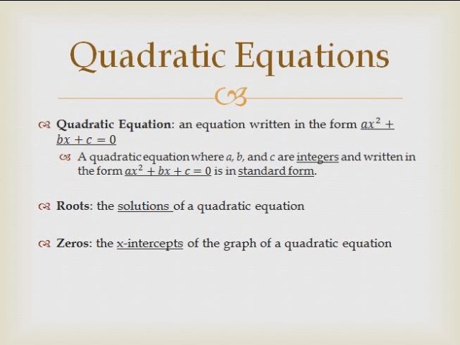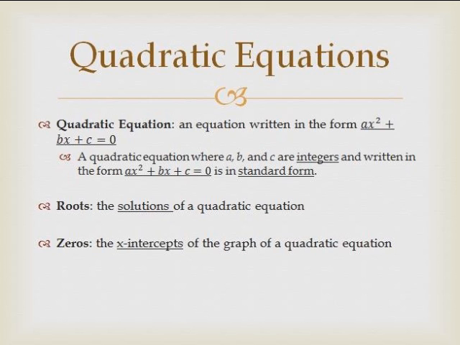Again, we're still looking at that same format, ax squared plus bx plus c. This time we're solving it, so we're setting it equal to 0. Instead of being f of x equals, we're setting it equal to 0. A, b, and c are integers, and that's what we call standard form, the ax squared plus bx plus c.